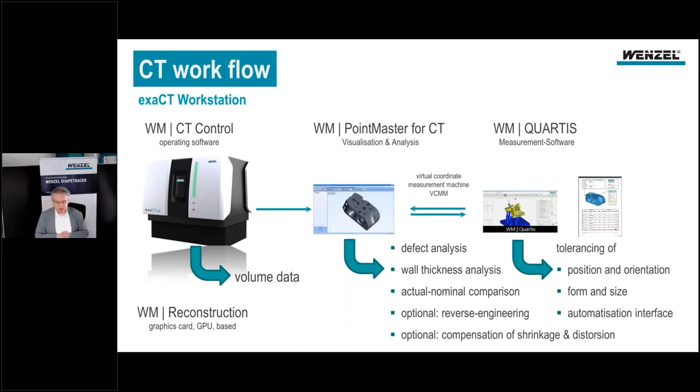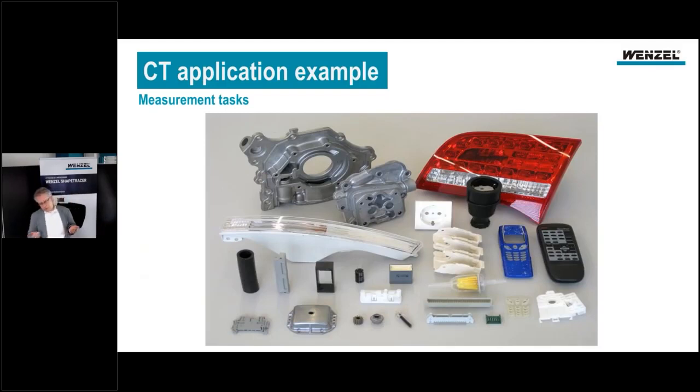So now, if we know about the workflow, let's have a look into our application. Our applications are manifold. We talk about application parts that can be scanned. We talk about molding parts. It does not depend on size or on materials. Here are quick examples: in the range of aluminium, in the range of plastic.